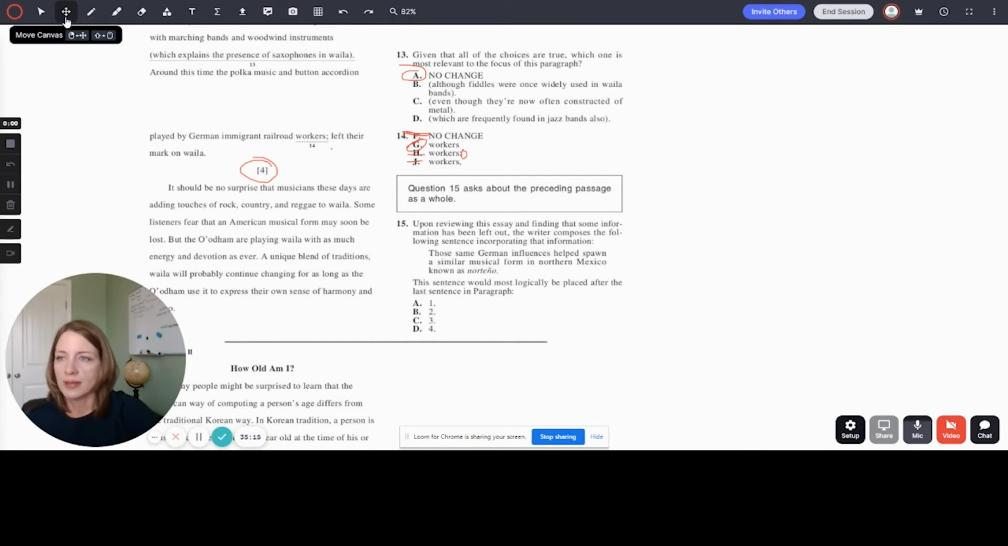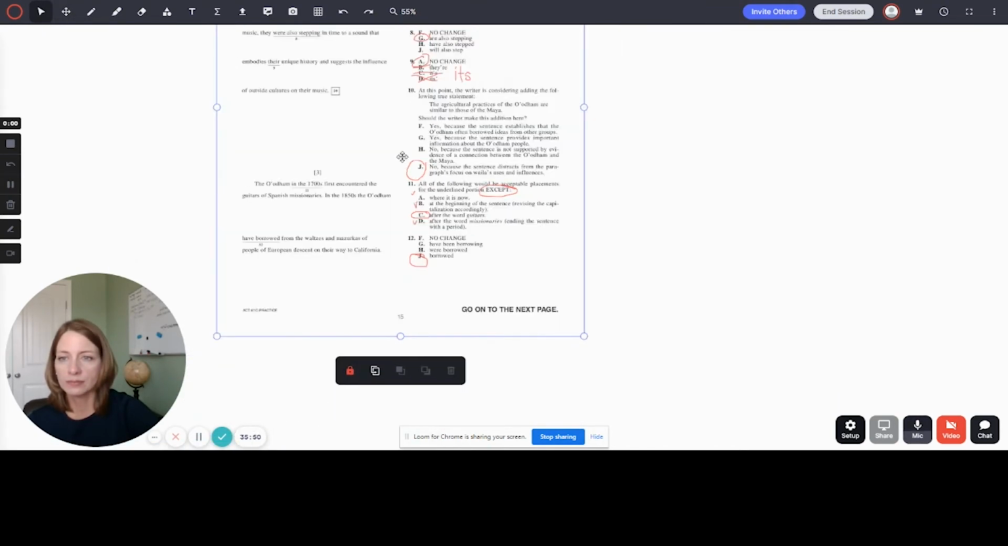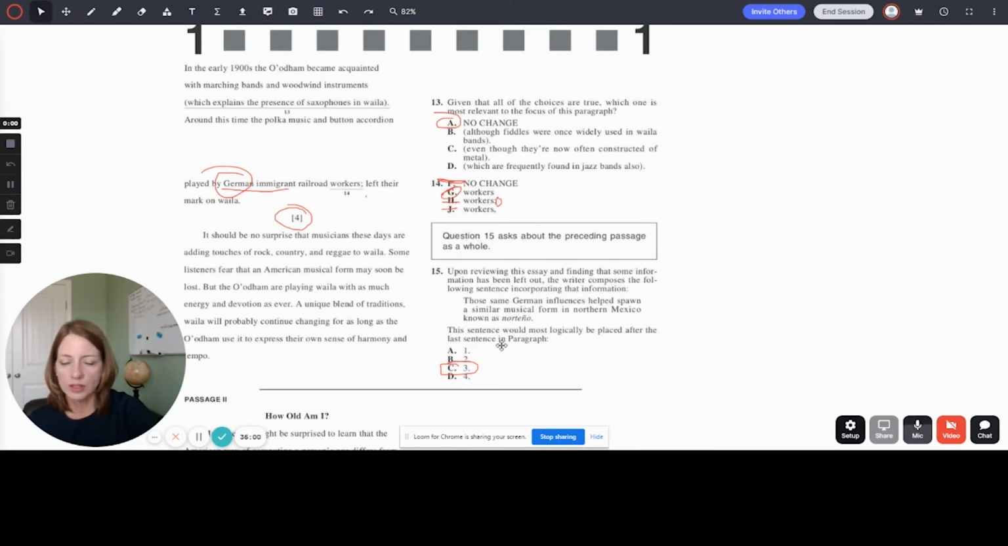So we started seeing the German influence right here. Those same German influences helped spawn a similar music form. So I think it should be after 3. If I was in a hurry, I'd go after 3 because I like that it's after this. The first time we see German is here, so I don't see why we would go all the way back to any other paragraph. That one does take a comfortable knowledge of the whole thing.